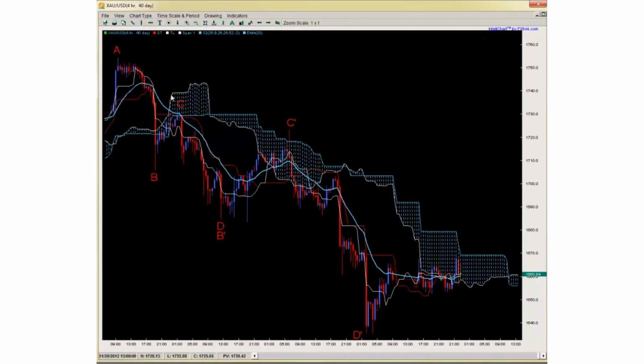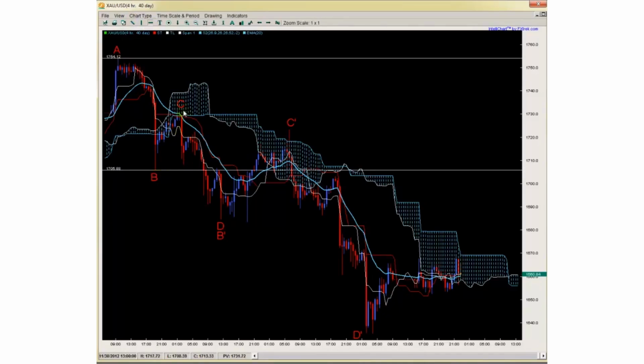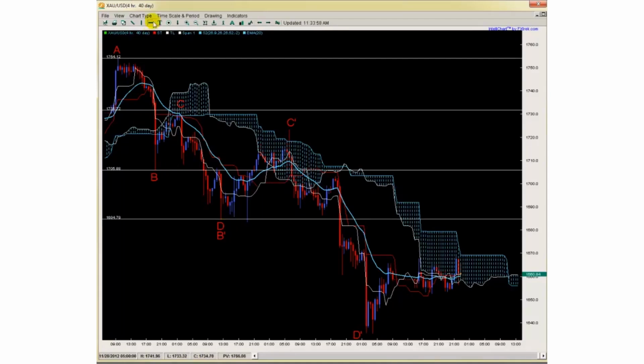Okay, so let's go over this example because this is slightly different. This could be done in a couple of ways. So let's mark this here. We have our A, our top here. We have our B, our first pullback point. We have our C right here, and then we have our D portion of the move.